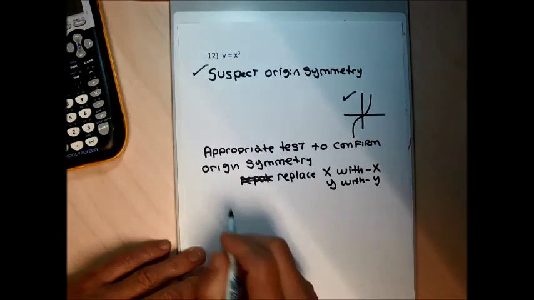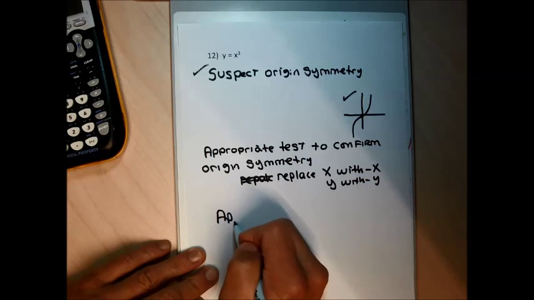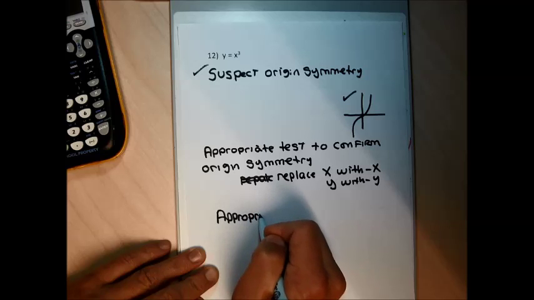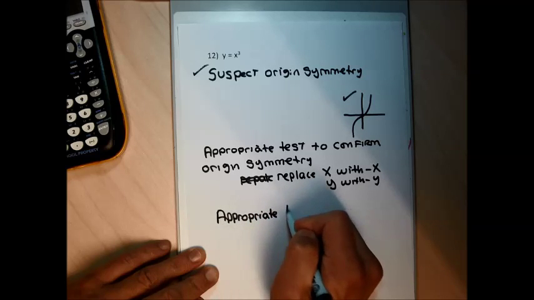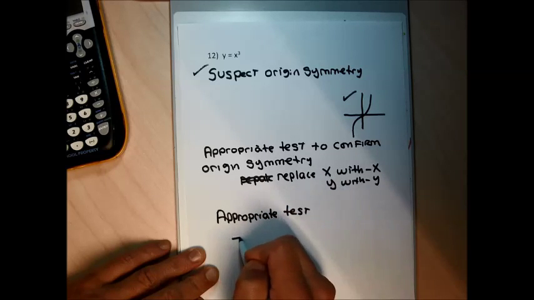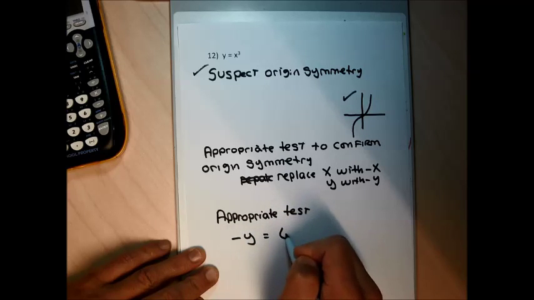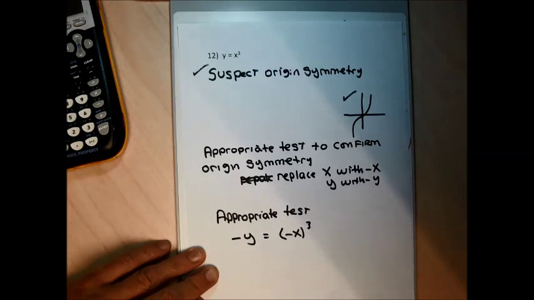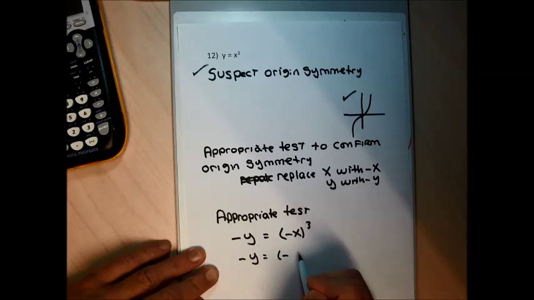So I'm going to take my original problem, and here's the appropriate test that you need to show on the test to get full credit. The appropriate test is going to go negative y equals negative x quantity cubed. This is going to be negative y equals negative x times negative x times negative x.